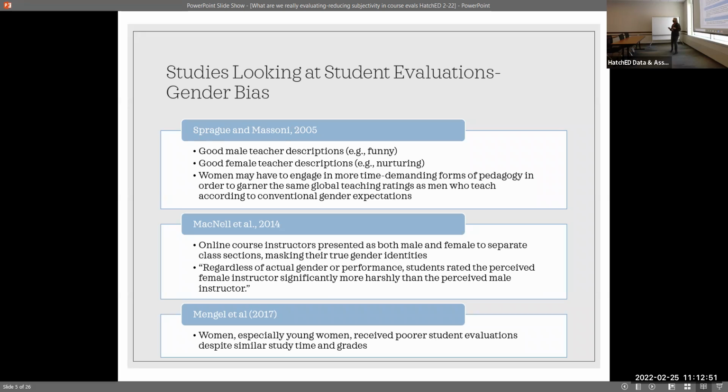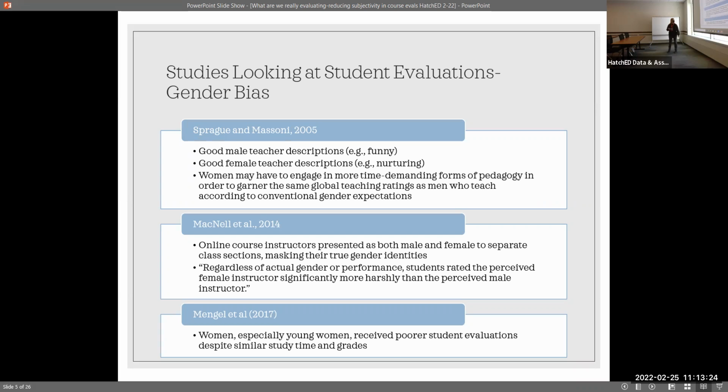Then they looked at student evaluations and expectations based on the gender of the faculty that they thought was leading the course. What they found was that regardless of the actual gender or the performance of the students in the course, students rated the perceived female instructor significantly more harshly than the perceived male instructor. And again, these were the exact same interactions for both groups.